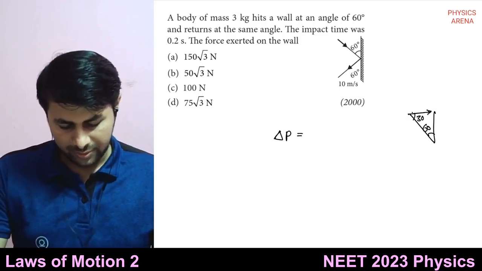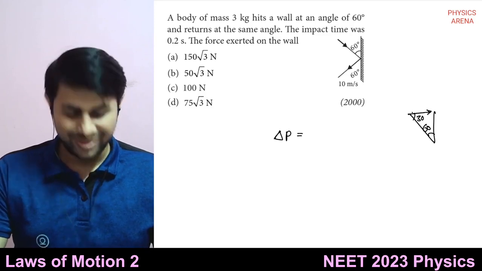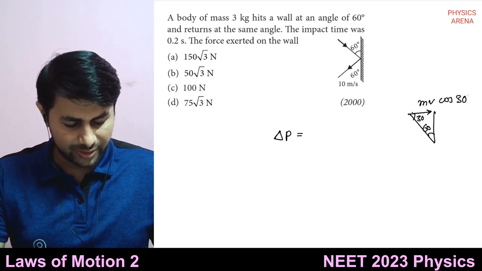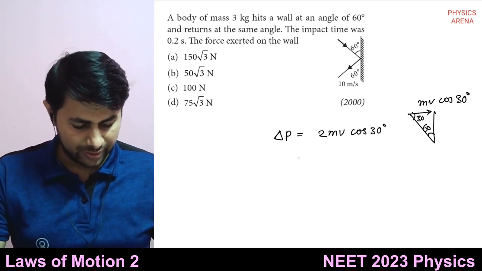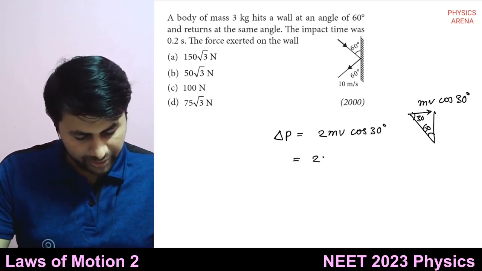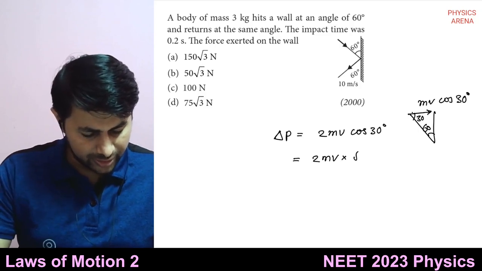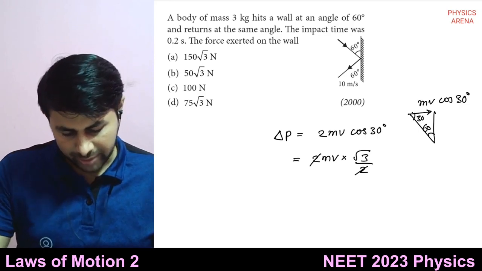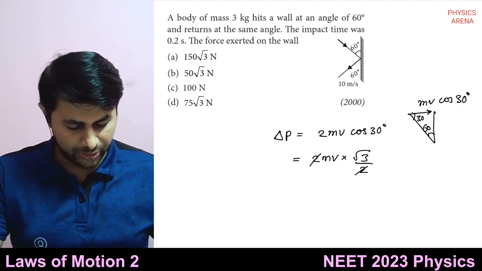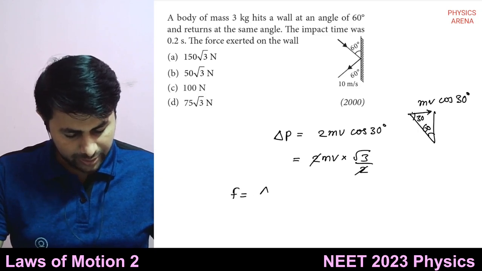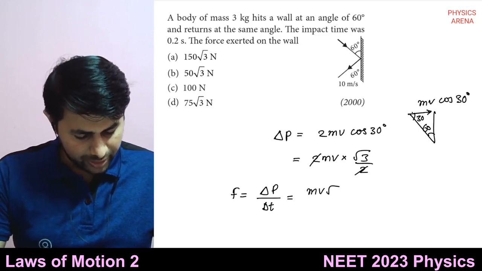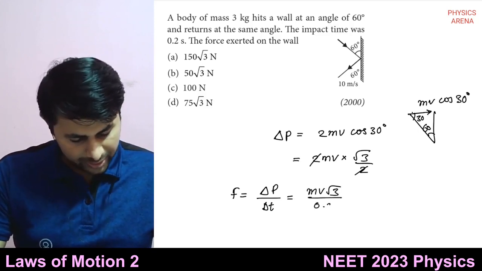So this will be mv cos of 30. So change in momentum is 2 mv cos of 30, which is 2 times mv times cos 30. Cos 30 is root 3 by 2. So mv root 3 is the change in momentum and the time of impact is 0.2. So F is equal to delta P divided by delta T, which is mv root 3 divided by 0.2.